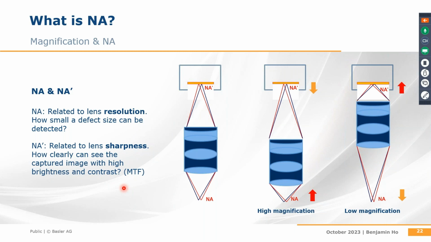Conversely, when the magnification is low, as shown in the third diagram, the opposite occurs. The distance between the object and the lens is longer, causing the NA to decrease. But the distance between the lens and the sensor is closer, resulting in an increase of NA prime, which allows for a sharper and brighter image, even though smaller objects may not be visible due to the low magnification.